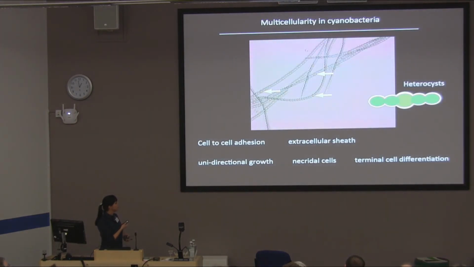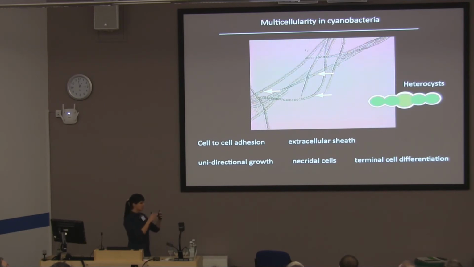Here's a filament of Anabaena, and we see those are vegetative cells. Here we have oxygenic photosynthesis. The heterocysts are colored more brownish. That's because they fix nitrogen. The enzyme nitrogenase that fixes nitrogen is very sensitive to oxygen, so they undergo strong morphological changes.